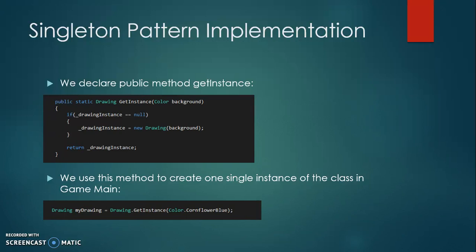So how do we use this? When we go to our game main file, we can use this getInstance method to create one single instance of the class. We'll say Drawing myDrawing equals Drawing.getInstance. And that way, we have one instance of the class.